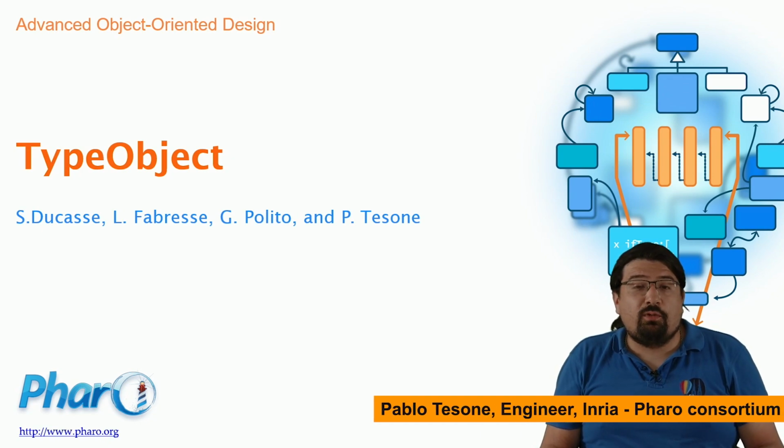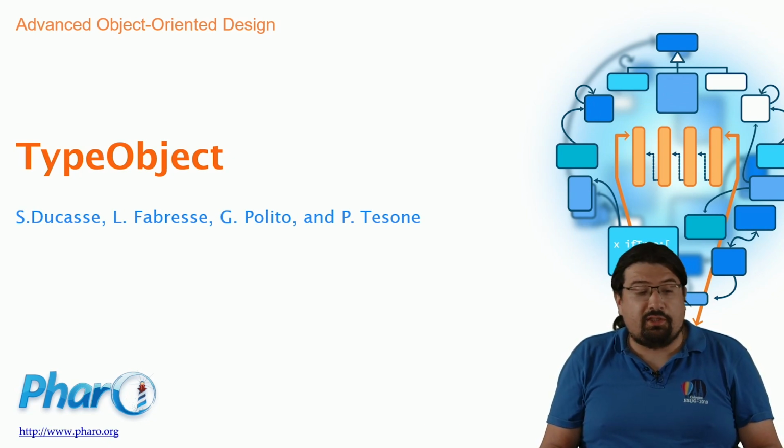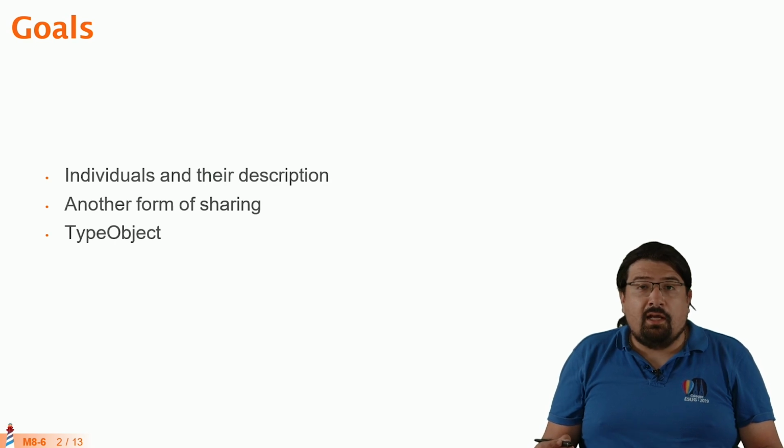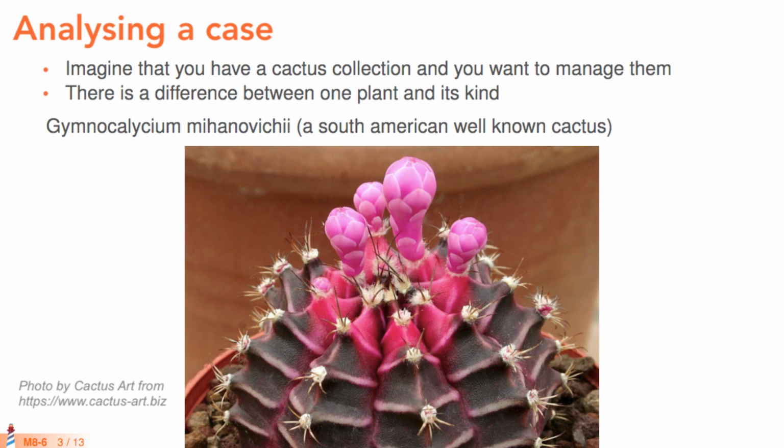In this presentation, we are going to introduce the idea of TypeObject. The goals for this presentation are to introduce the difference between having information for a set of objects, a family of objects, and information specific to each of them. We are going to see that this is another way of sharing the information, and we are finally going to introduce TypeObject. Let's start with an example.